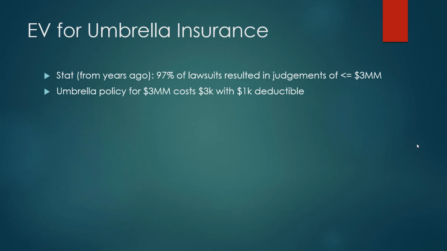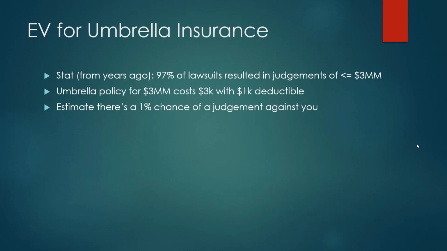So an umbrella policy for $3 million costs $3,000. I assume there's a $1,000 deductible. I actually don't even know if the umbrella policy has a deductible. I don't think it does. Brian, does it have a deductible usually? Brian says it depends. Well played, sir.